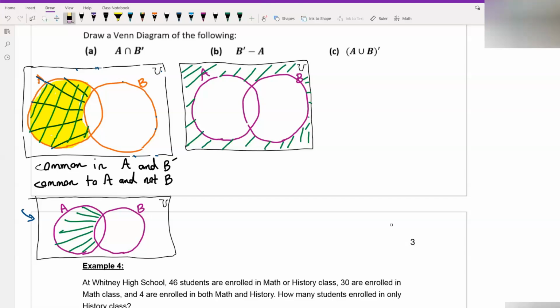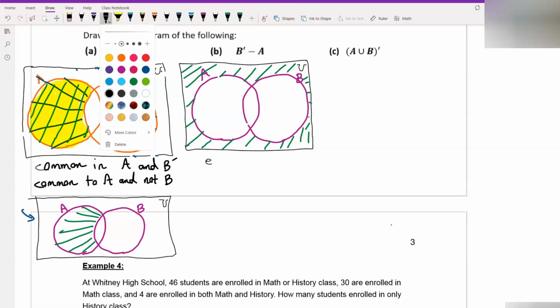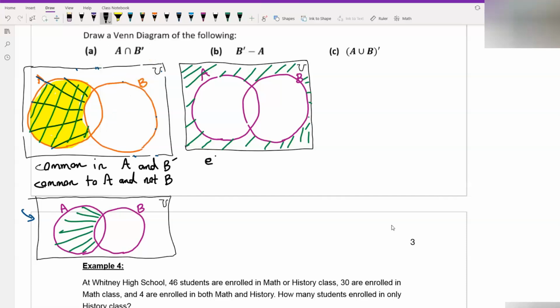So this one was asking to find elements in B prime, not in A.